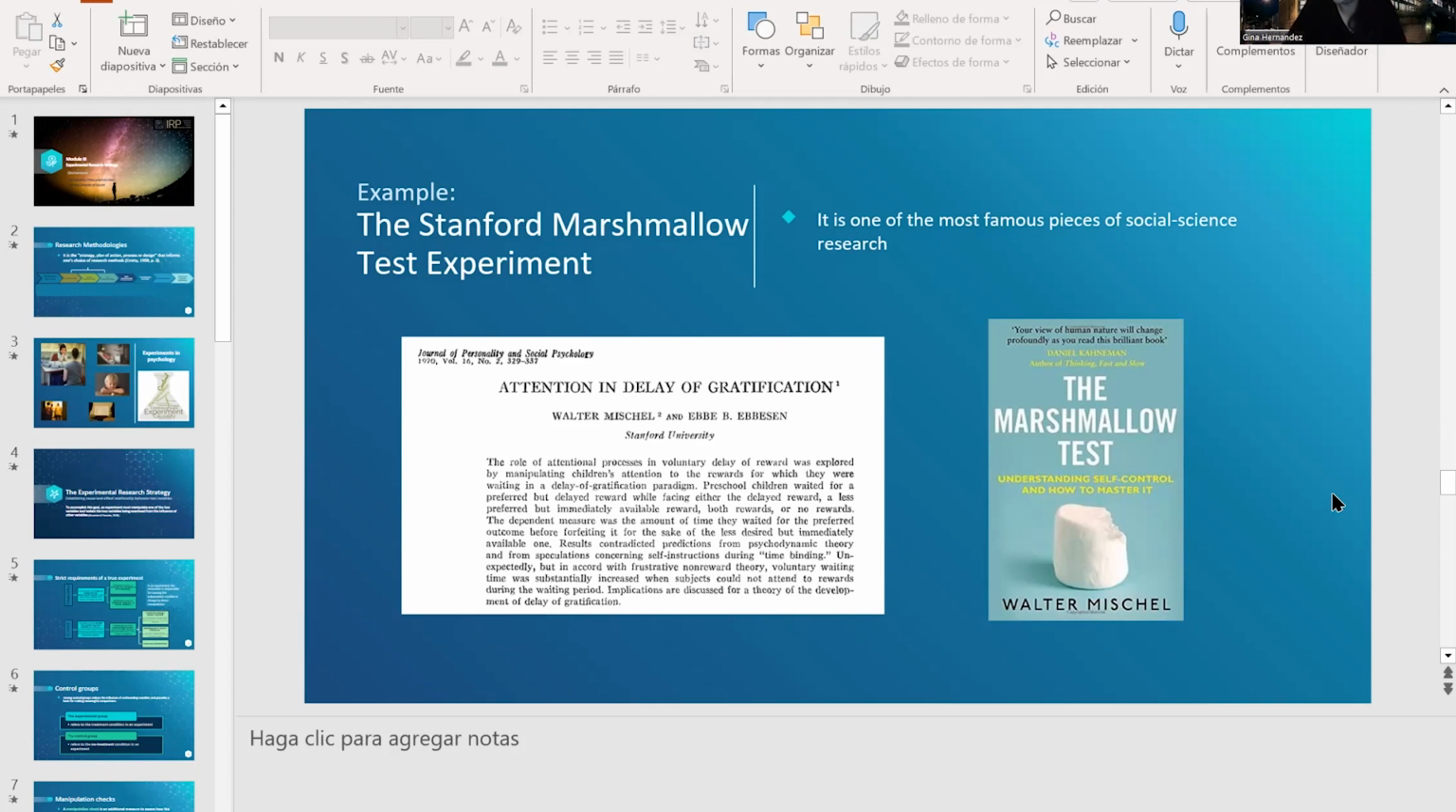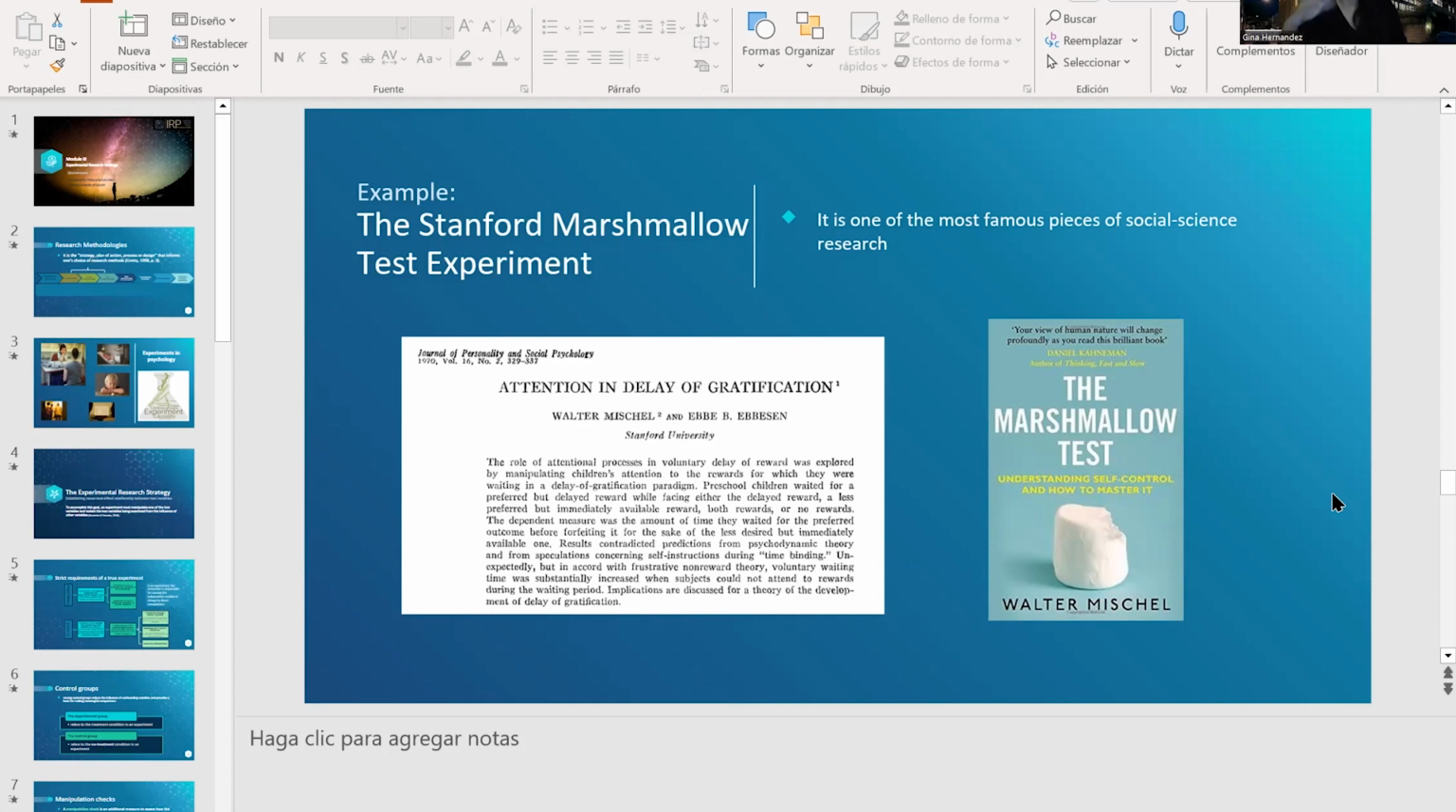And that is that the kids that were able to resist having the marshmallows, actually in the future, they were doing better. They have better grades, better SATs. They have less inclination towards illegal substances, for example. They have better jobs. So on average, they were doing great in life, having better relationships.